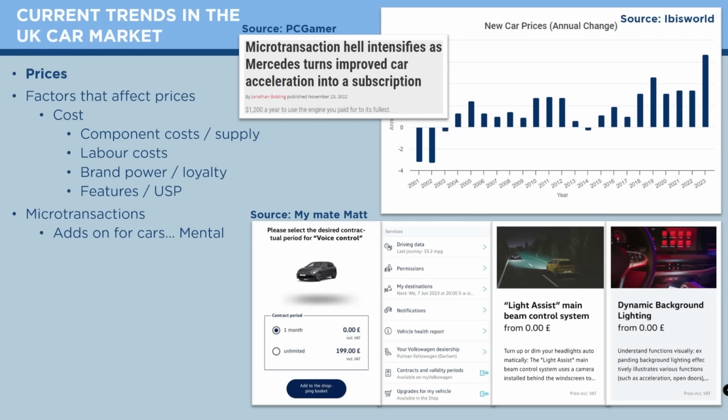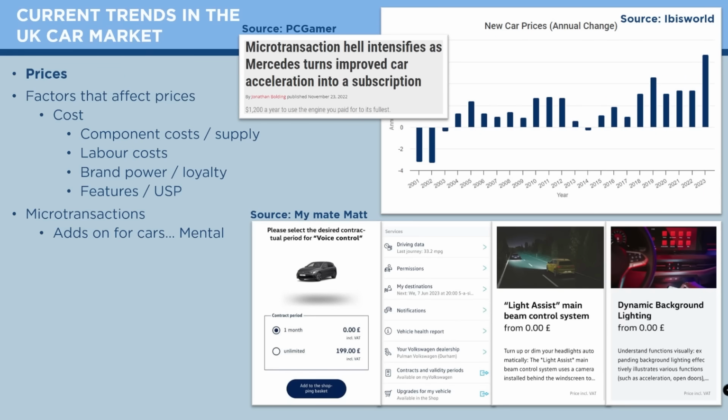There's literally a shop in the settings, and you'll notice that light assist and the dynamic background lighting say from £0. That's because you can get a 1 month free trial. So if you have a look at the first screenshot, you'll see that is a 1 month free trial of £0 for voice control. But if you want to get that for the rest of the year, it's £199.